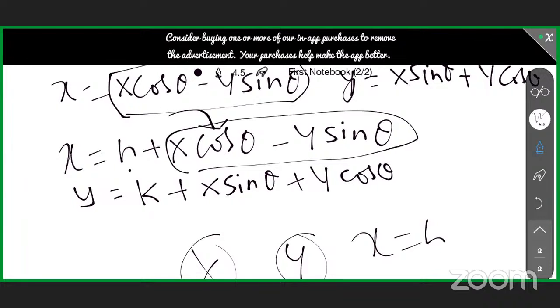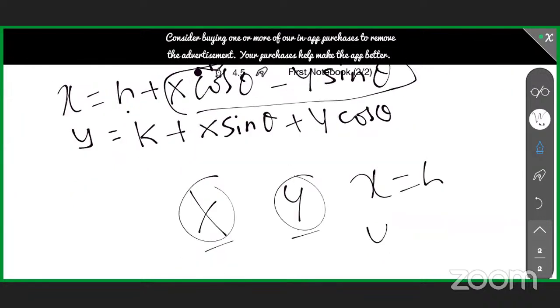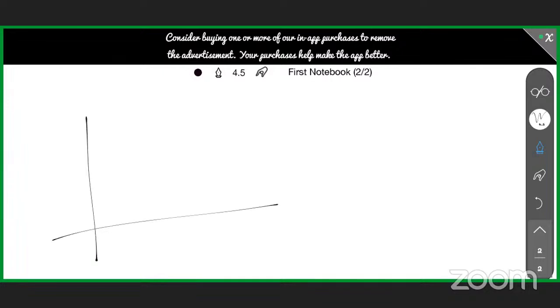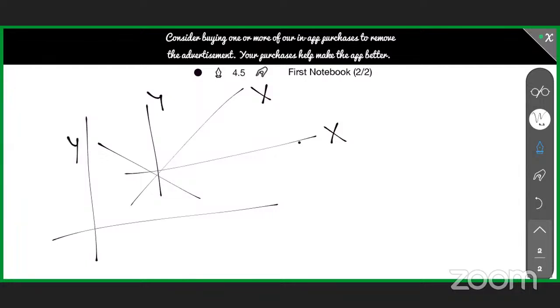In the translation for y I have to add k. With k I am putting the new coordinate from the rotation. See what I am doing? First I am doing translation. That means I am shifting the origin. After shifting the origin, this will go here and this will come here. So what I had as x here is becoming x here. What I had as y here is becoming y here. So if I want to take x and y, I should take the value of x and y in the rotation transformation. Are you understanding?